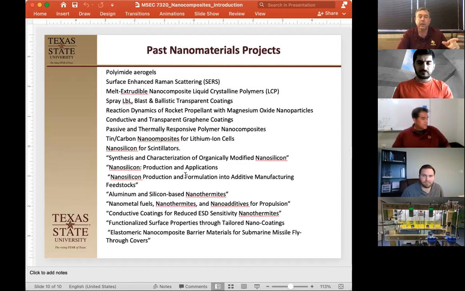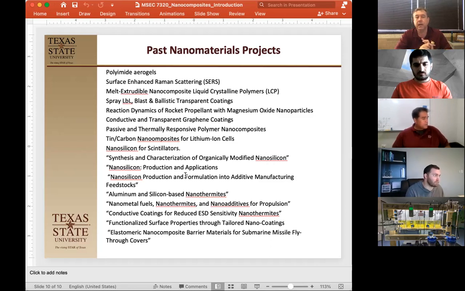All right. So here are some projects. This is a little small, but I've done polyimide aerogels, and the pore size of those aerogels is about 50 nanometers. And so we were looking at that. My first project with nanocomposites was actually surface enhanced Raman spectroscopy, where we took gold nanoparticles and coated them with conducting polymers to get an enhanced surface Raman detection for explosives. And that worked really well.